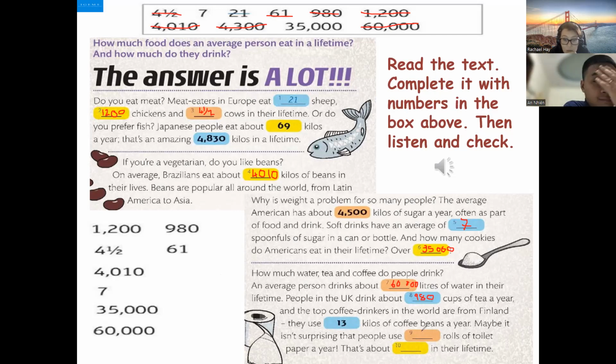People use 61 rolls of toilet paper a year, and that's 4,300 rolls of toilet paper in a lifetime.